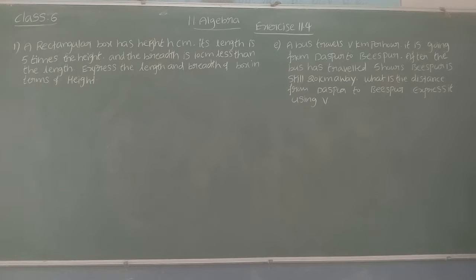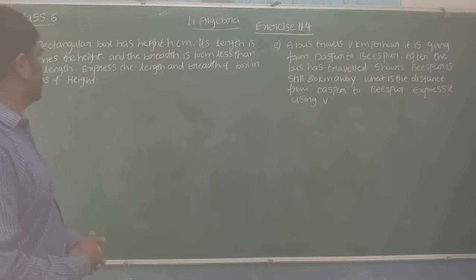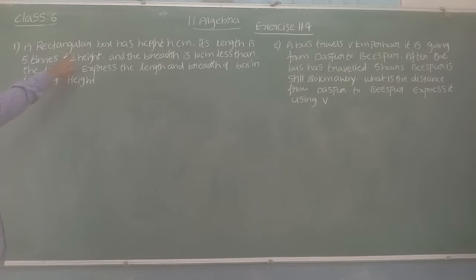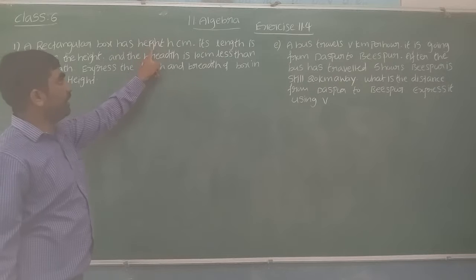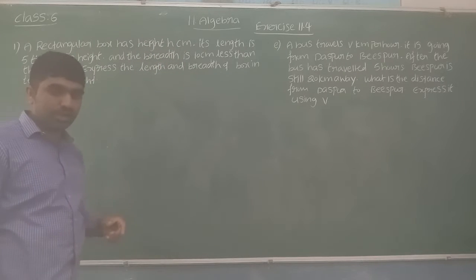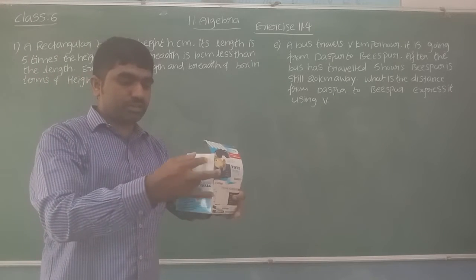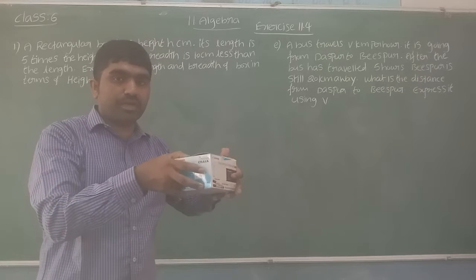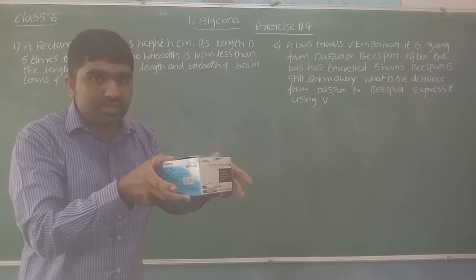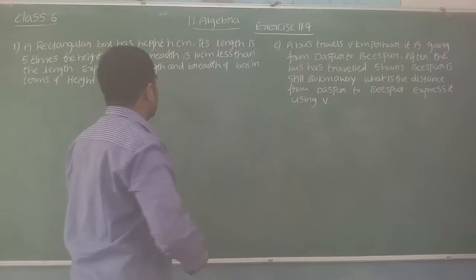Children, here we have some statements. We will try to express them as expressions by using constants, variables and operations. Here from exercise 11.4, first bit you can see. A rectangular box has height h centimeter. Here we have one rectangular box. Can you tell me what is the shape of a rectangular box? What do we call its shape? It is in cuboid shape.